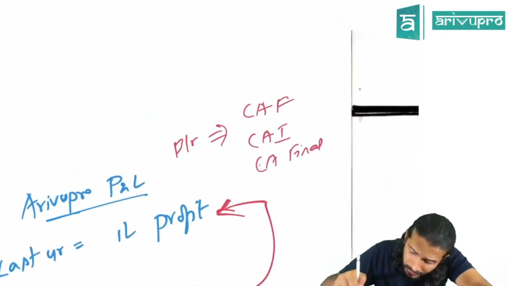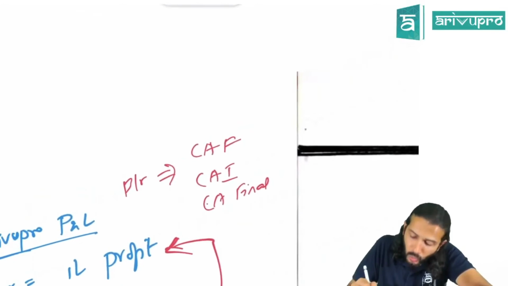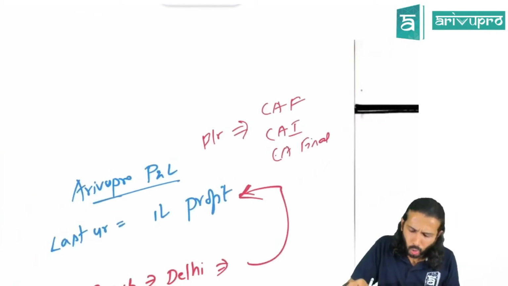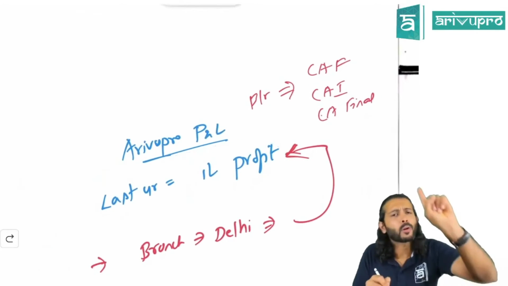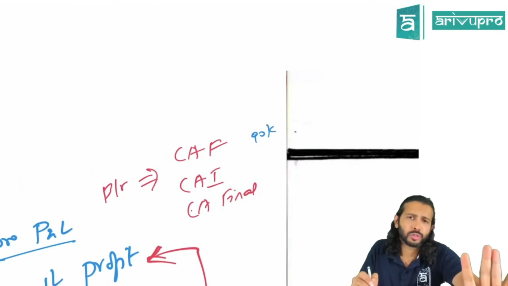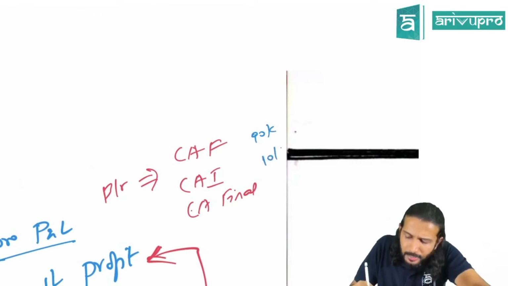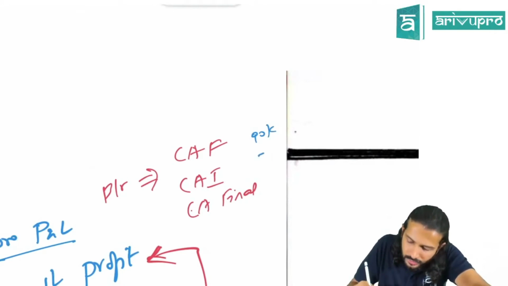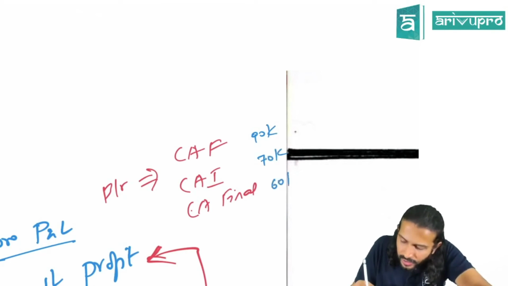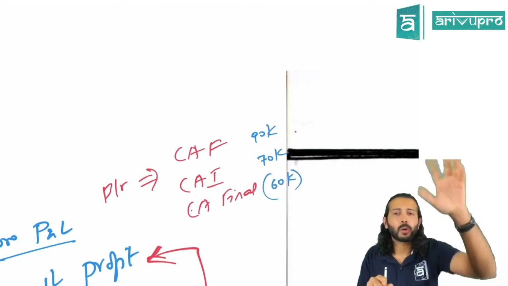And within my Bangalore branch also, I need to know which course is producing this profit. Like it's possible, overall, the company made a profit of 1 lakh. In CA Foundation, let's say I made a profit of 90,000. CA Inter, let's say a profit of 70,000. In CA Final, I made a loss of 60,000. Is it possible like this?